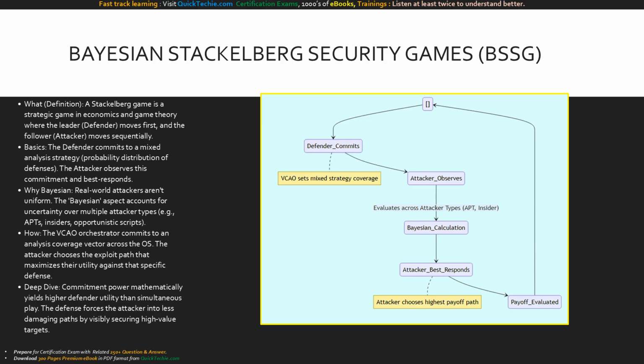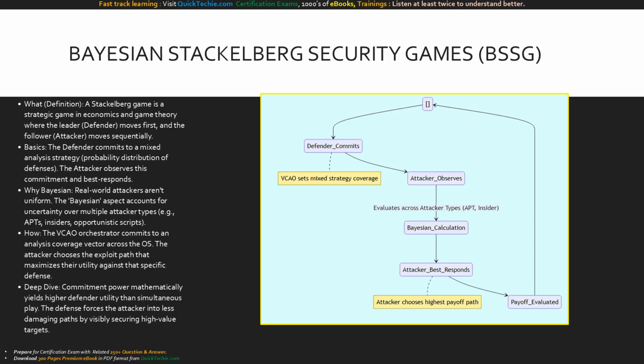To understand VCAO, we must understand the underlying math, Bayesian Stackelberg security games. In game theory, a Stackelberg game involves a leader and a follower. In our context, the defender, the VCAO orchestrator, is the leader. We move first by committing to a mixed strategy, which is a randomized probability distribution of where we will deploy our analysis tools. The attacker is the follower. They observe our defensive posture and calculate their best response to maximize their damage.